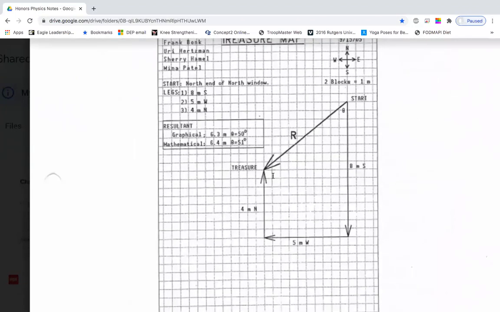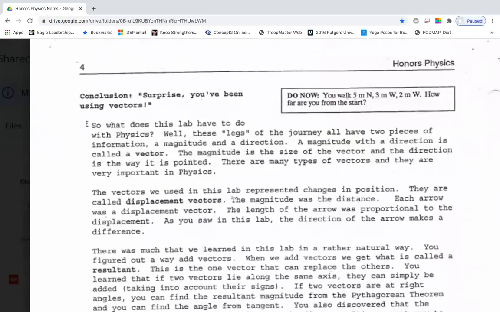What we did differently in this lab this year is that you were asked to measure this directly on the floor, so that you did this on the floor of your room. So we've got a graphical, a mathematical, and an experimental value. Well, surprise, you've been using vectors. What's that all about? Well, a lot of people don't like all this terminology sometimes, and it seems a little intimidating. So we decided not to tell you that you were using vectors until you were done with that lab.